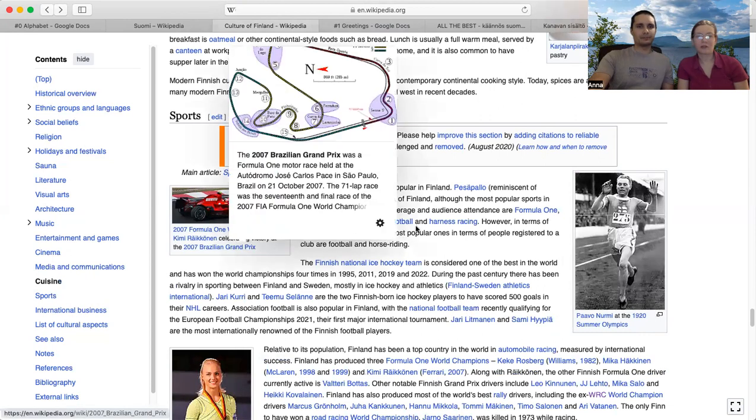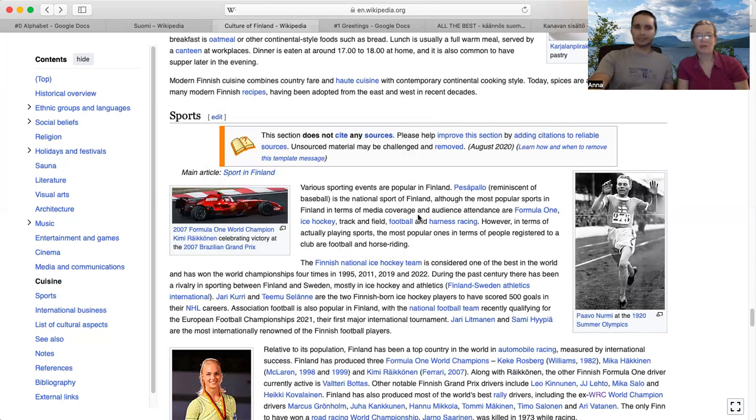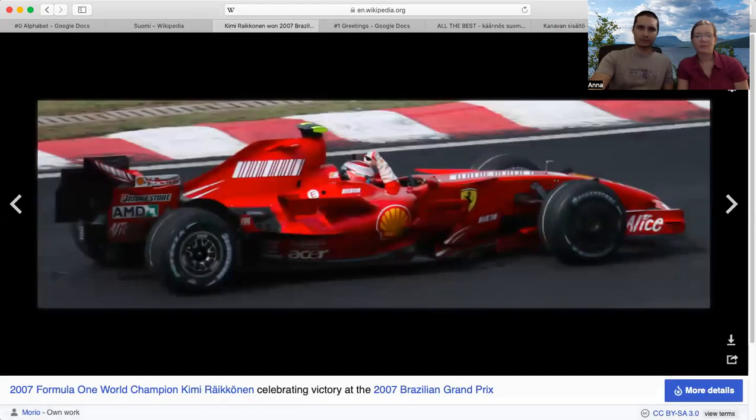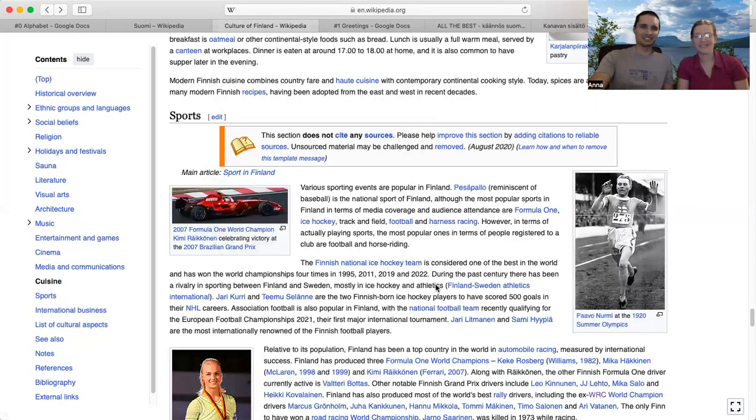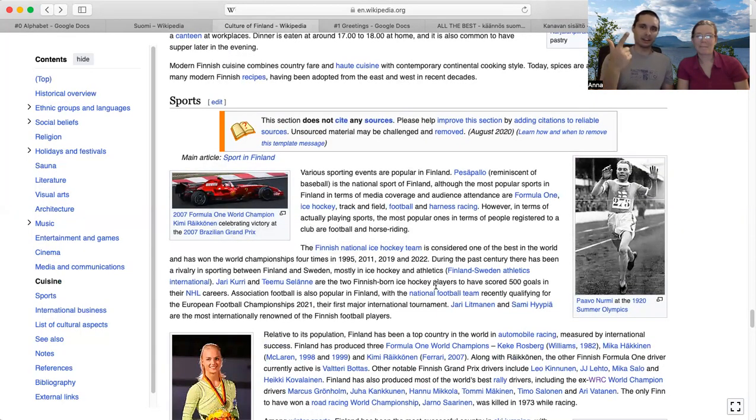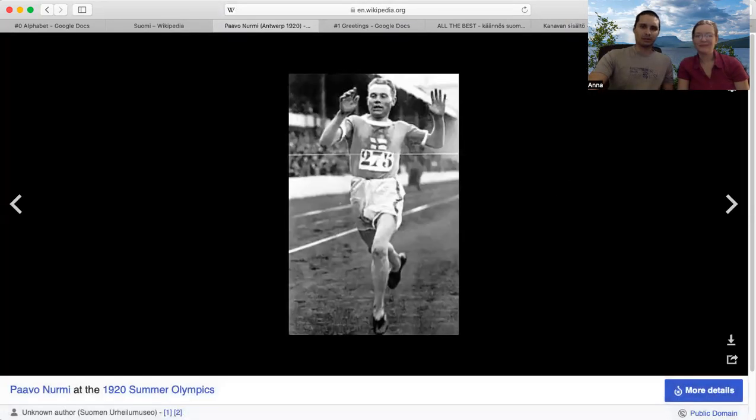The most famous Finns are usually Formula One drivers. We have 3 different world champions here. Kimi Räikkönen, 2007. I cried. It was amazing. So Kimi Räikkönen, Mika Häkkinen, he has 2 championships, and then Keke Rosberg, the father of Nico Rosberg, who won the championship for Germany. Paavo Nurmi, one of the biggest Olympic athletes in world history.